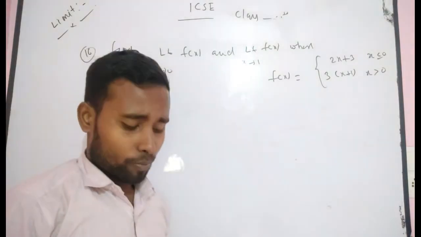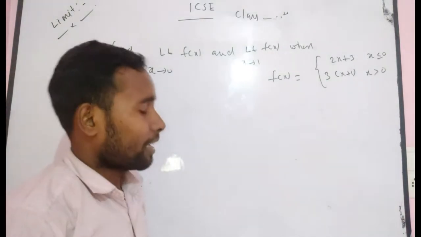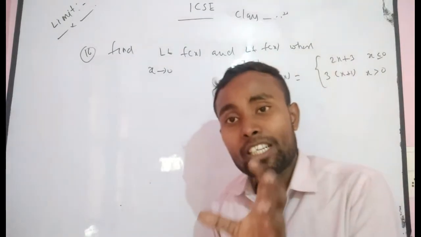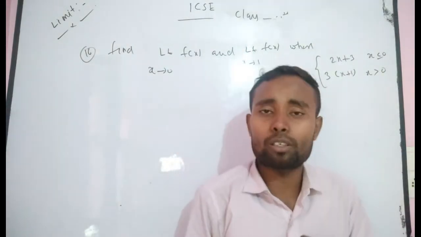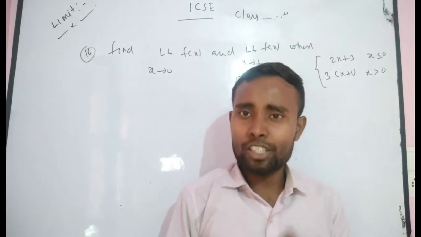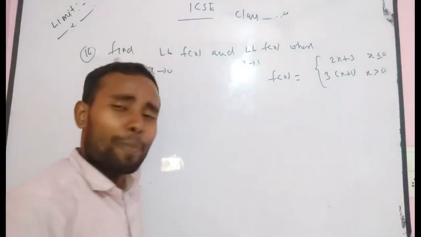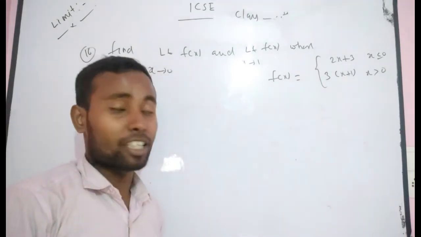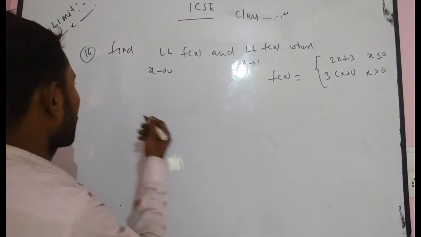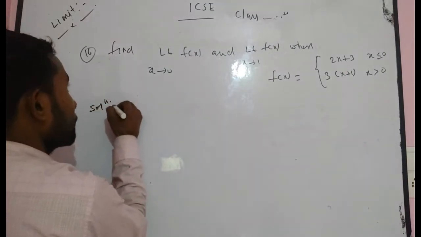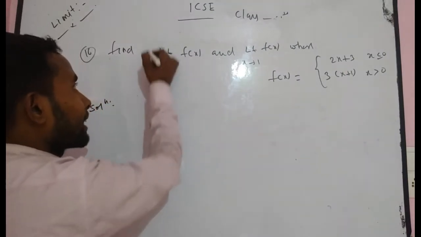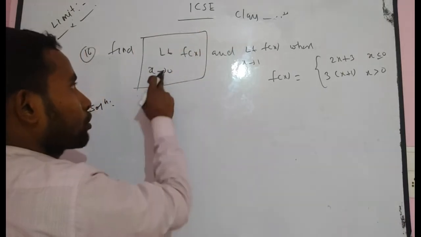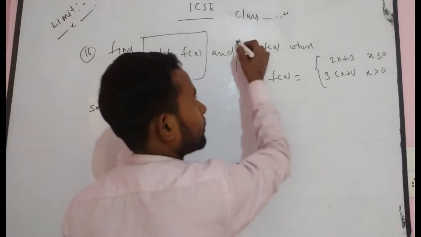I want to tell you again, as I have told you, firstly check out whether your limit exists or not. Thereafter, if the limit exists, then the obtained value will be its limiting value. If the limit doesn't exist, then you have to check further. Now, solve it. Here in this problem, x approaches 0 and here x approaches 1.